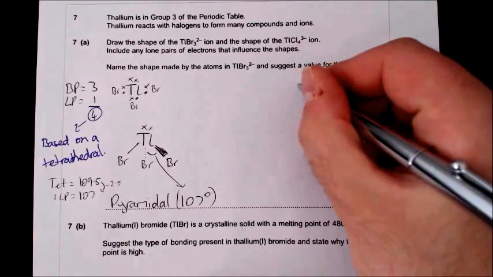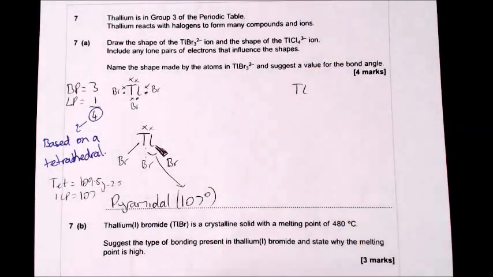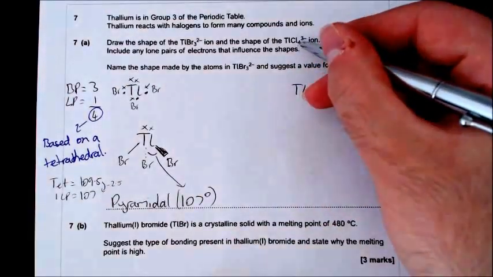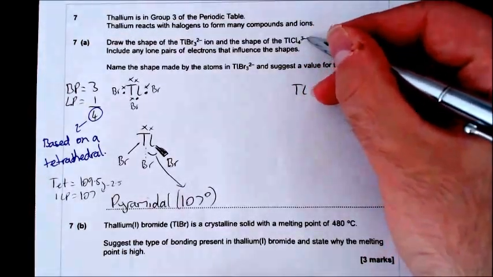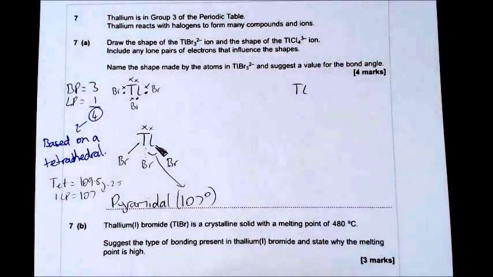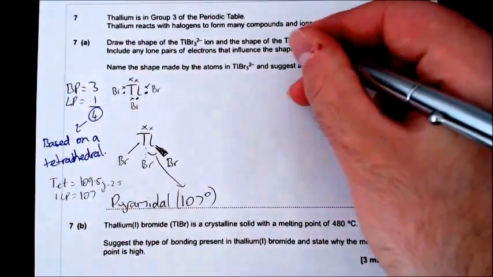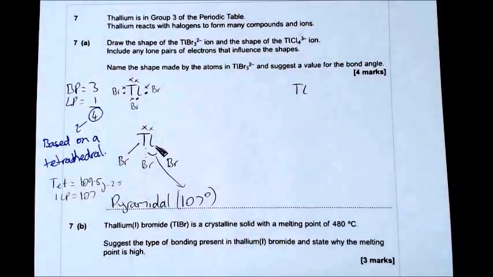So we're going to start with, again, our dot cross. So we're going to start with TL. We have 4 electrons. We have 3 already in TL, but we've gained an extra 3. So in total, we've got 6 electrons with the TL. Now, 4 of them are involved in bonding.